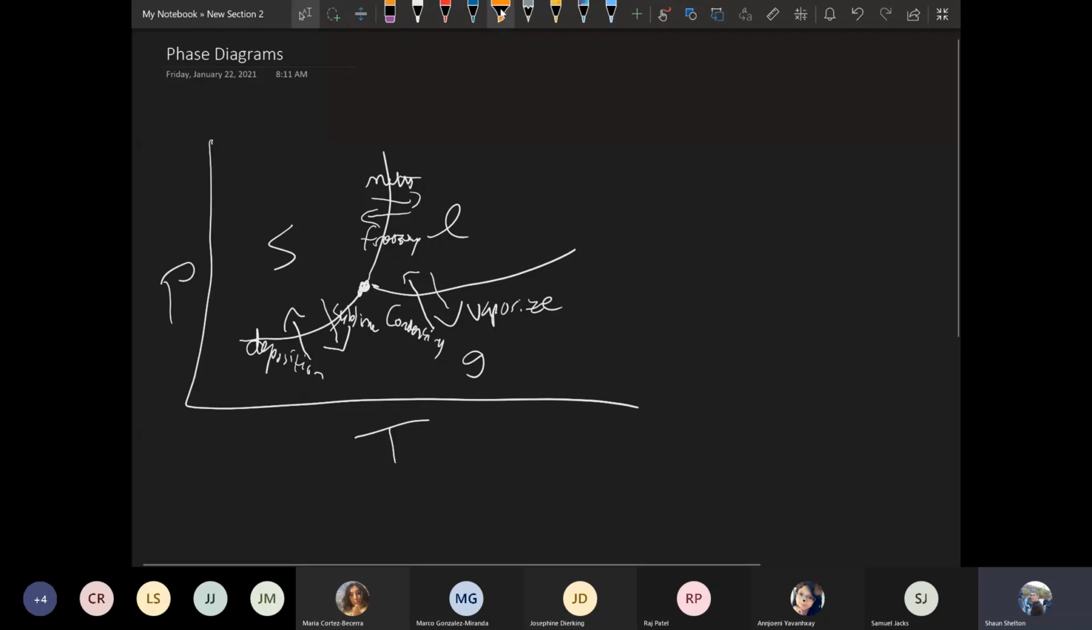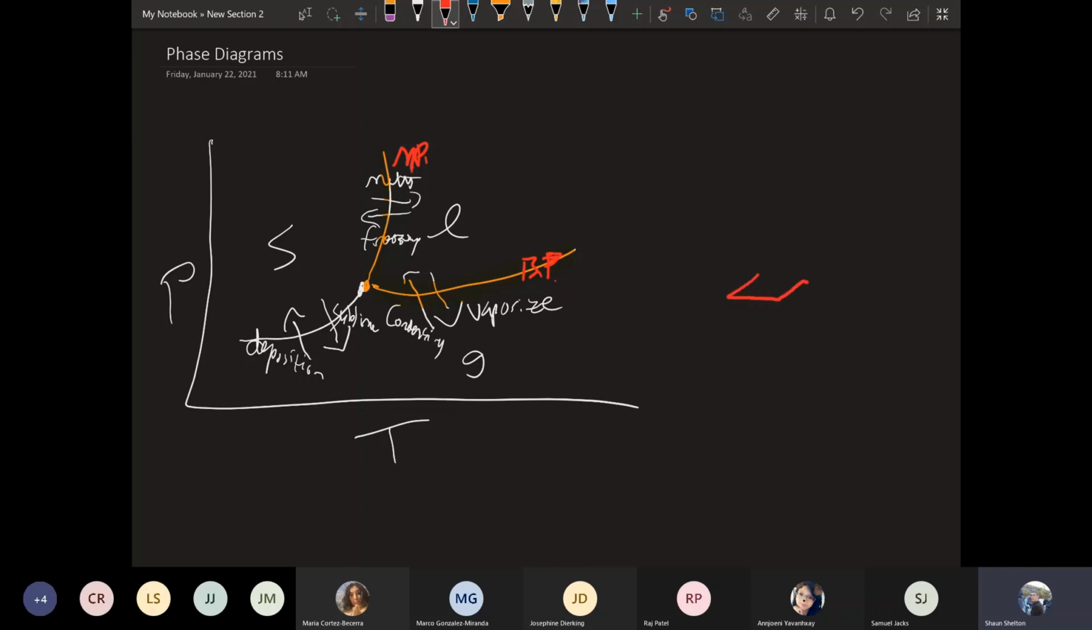So what I want you guys to really focus on here are these lines that you see here. These lines represent the freezing point, which is also the melting point, they're the same. It represents the boiling point, and it also represents the sublimation point. But we don't really focus on sublimation too much in here because we don't really ever see it. The only time you might see sublimation is when you have dry ice.